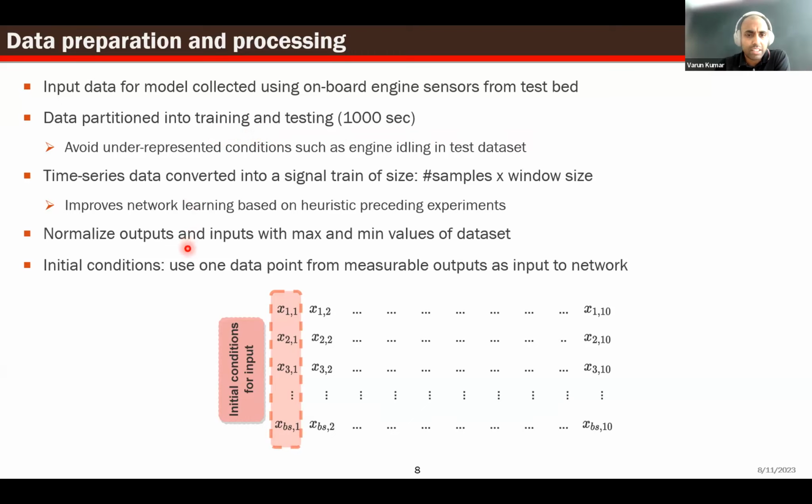And then we also normalize the outputs and inputs with the max and min values in the data set. This changes the scale of all the different data onto 0 to 1, because each data has a different scale in this case. And about the initial condition, in the data arrangement that I show, we pick 1 point from each row, and that is what we use as the input in the initial condition branch that we had shown earlier.